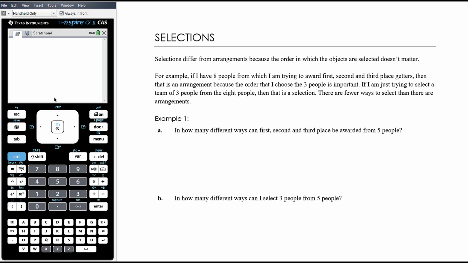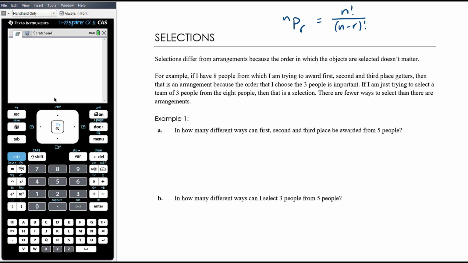Okay, so in the previous video we looked at arrangements and the different ways to calculate the number of ways of arranging objects or people into certain positions given certain restrictions. And we found that generally speaking, if we have n objects to arrange into r positions, that's nPr, n permute r positions, so P for permutations, and that's the same as n factorial over n minus r factorial.